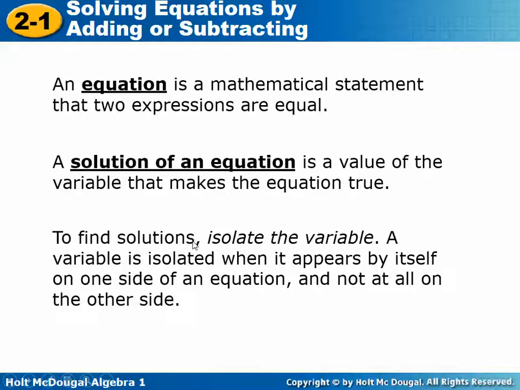It's isolated when it appears all by itself on one side of the equation and not on the other side at all. It can either be x equals some number, or it can be some number equals x. It doesn't matter if it's on the left or the right side, as long as it's the only variable there, just one x, or y, or a, or b, or whatever the letter is, and it's equal to some number.